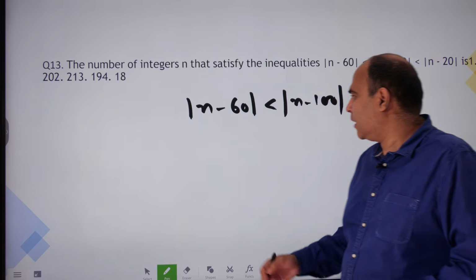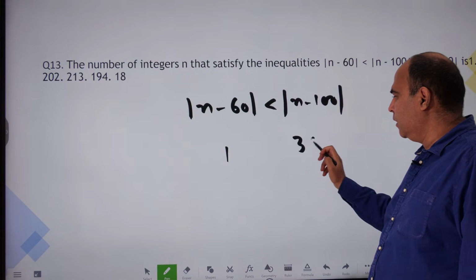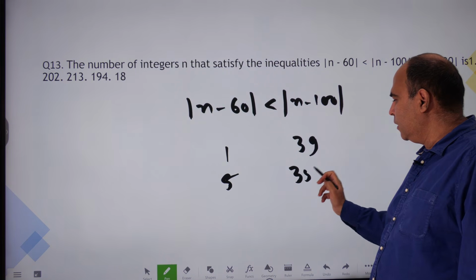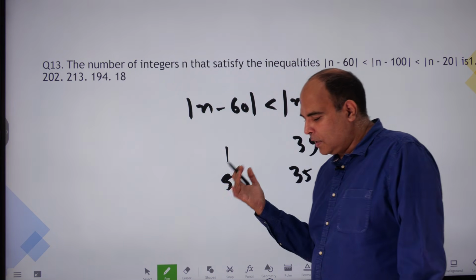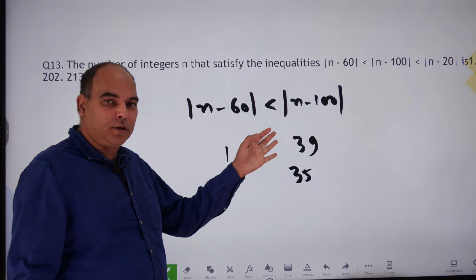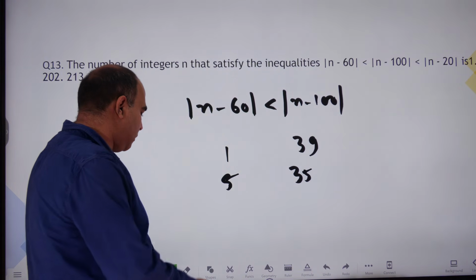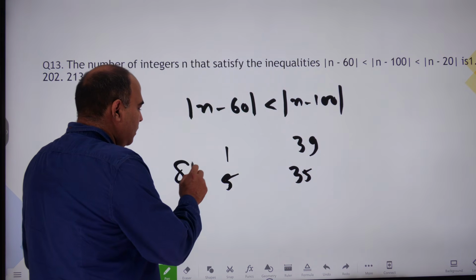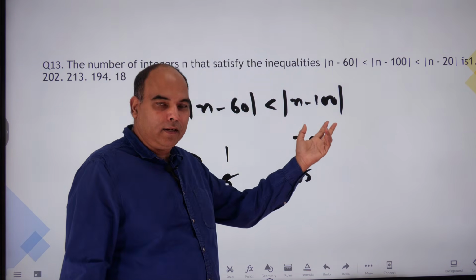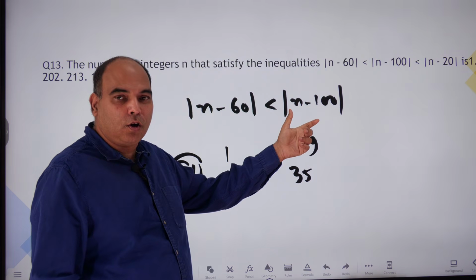So if I check at 61, this is 1 and this is 39. If I check at 65, this is 5 and this is 35. So I can continue seeing that till I reach 80, this expression is smaller than that expression. And after 80, once I go to 81 for example, this expression is 21 and that is 19. So 21 less than 19 does not work.